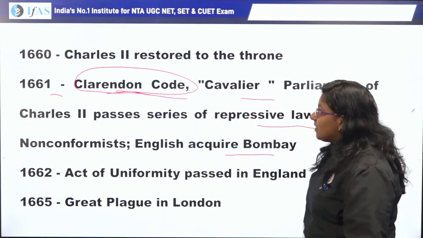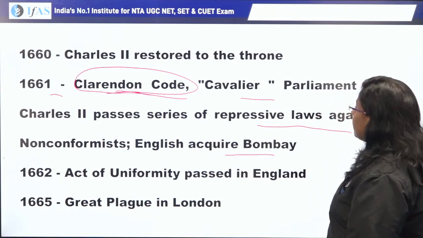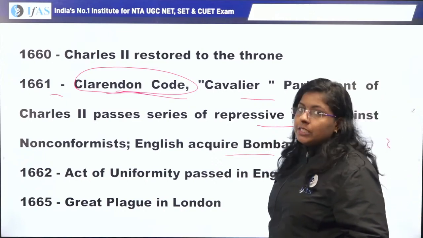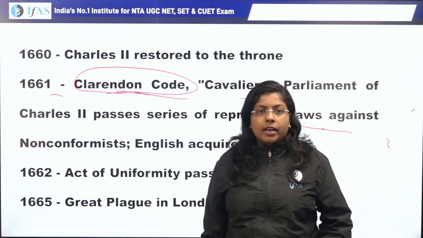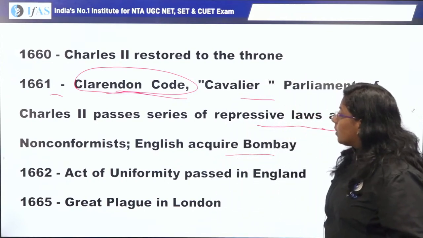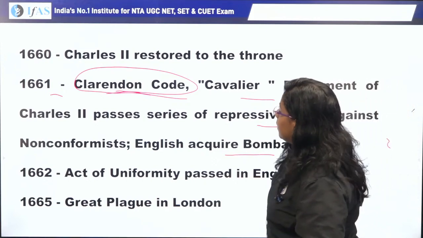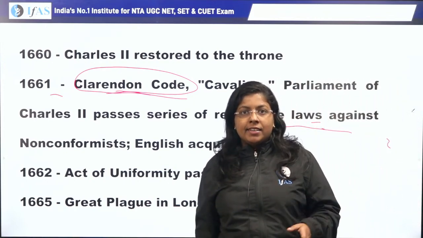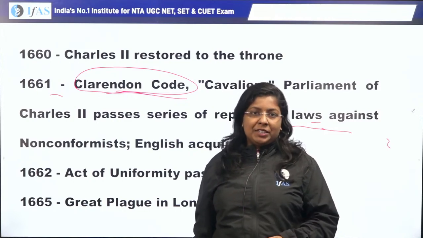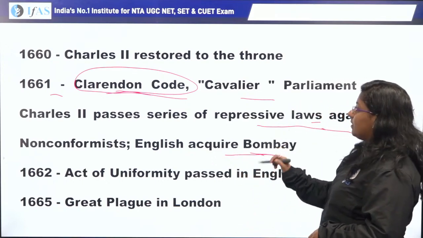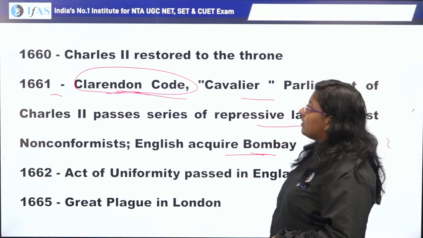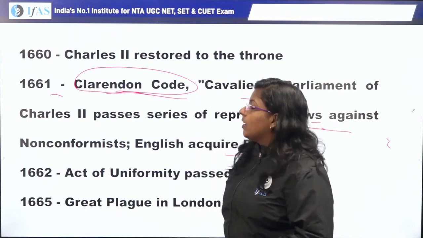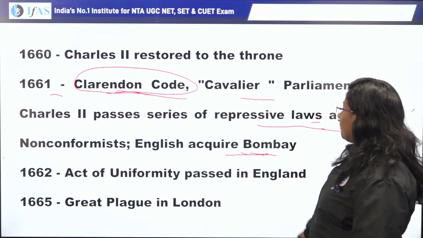So in 1661, the Clarendon Code: the Cavalier Parliament of Charles II passed a series of repressive laws against non-conformists. Then the English acquired Bombay in 1661, the most important year. The East India Company came to India in 1600 and settled there, and in 1661 the English acquired Bombay.